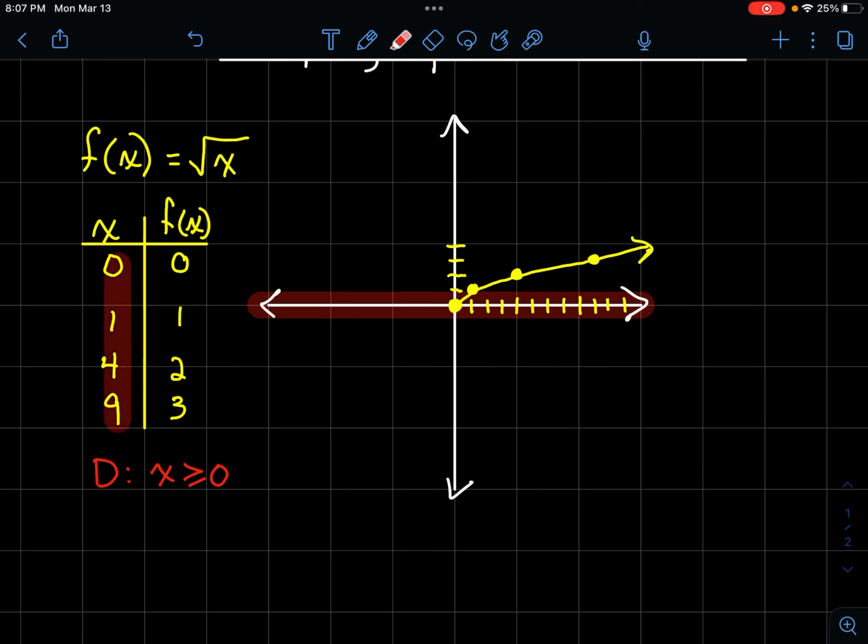Another way to look at the domain is to look at the x values in our table. The smallest number is 0, and 1, 4, and 9 are all bigger than 0.